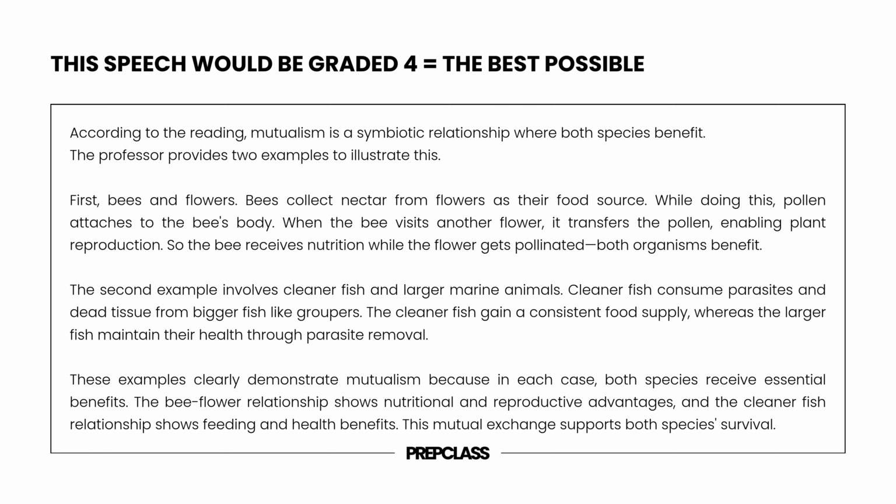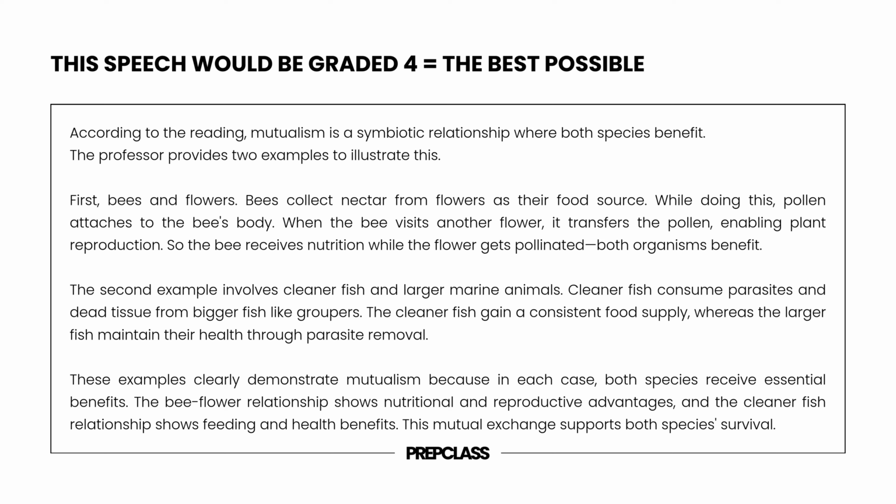According to the reading, mutualism is a symbiotic relationship where both species benefit. The professor provides two examples to illustrate this. First, bees and flowers. Bees collect nectar from flowers as their food source. While doing this, pollen attaches to the bee's body. When the bee visits another flower, it transfers the pollen, enabling plant reproduction. So the bee receives nutrition while the flower gets pollinated.